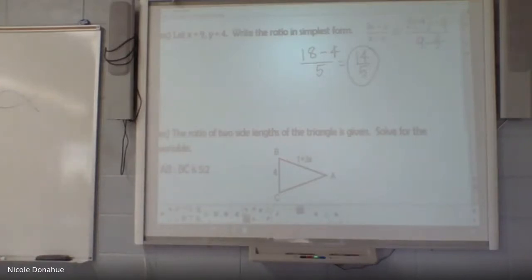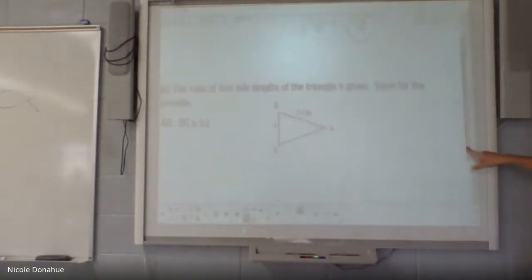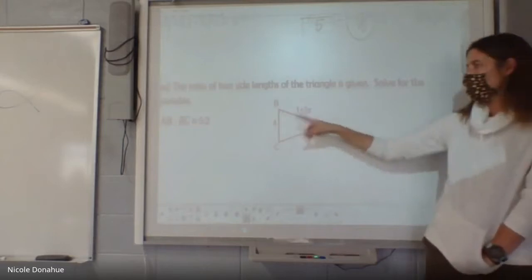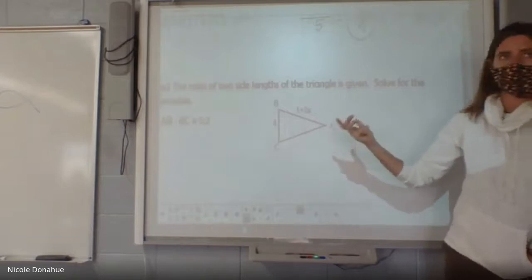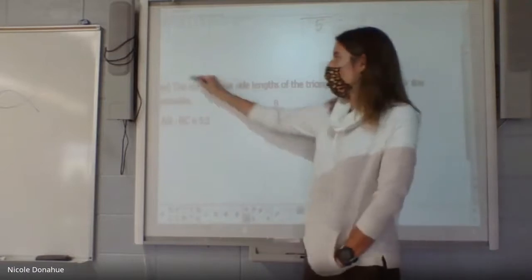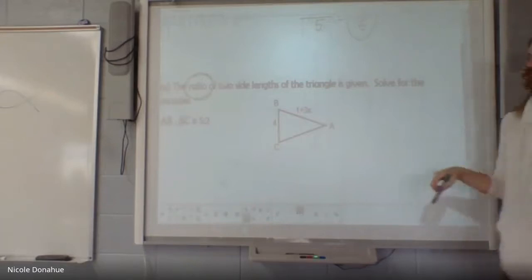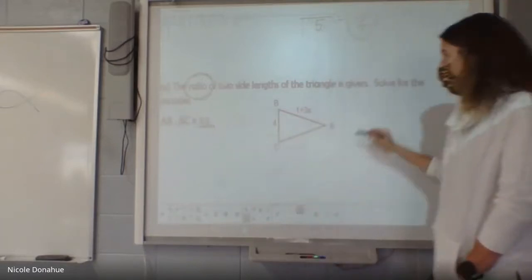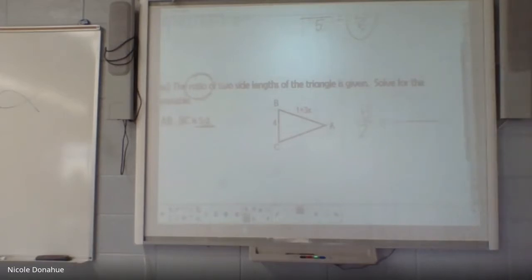Now, we did a bunch of ratios with 3 side lengths. This time, they're only telling us 2. They say the ratio of 2 side lengths of the triangle is given. Solve for the variable. So you might think, well, I want to add these 2 together, and they should equal something, but they don't because we don't know that third side. So the fact that they tell us a ratio is really helpful. Ratio makes me think fraction. So I'm going to write 5 over 2 as a fraction, instead of as the little colons.